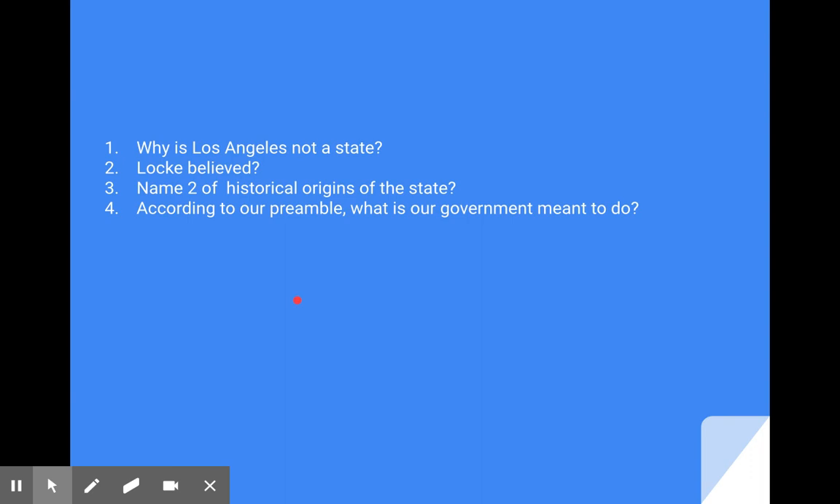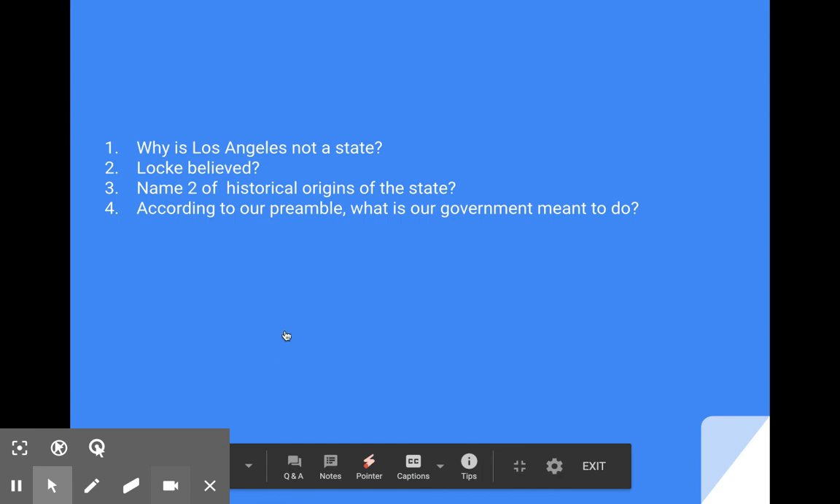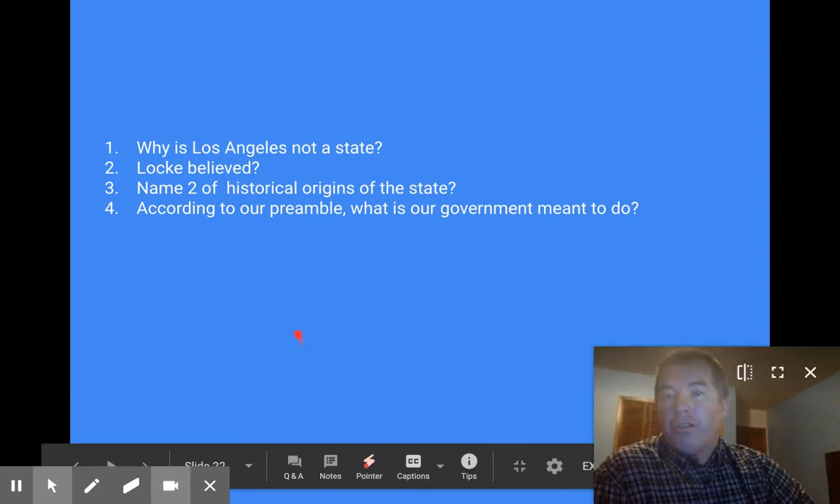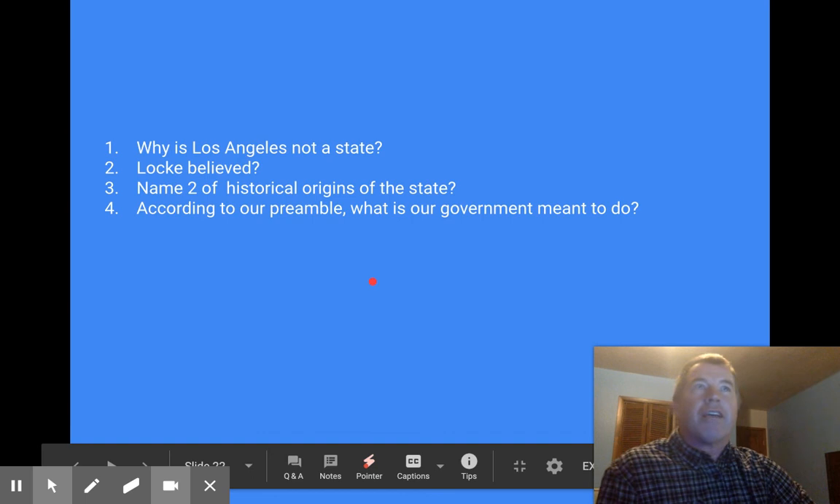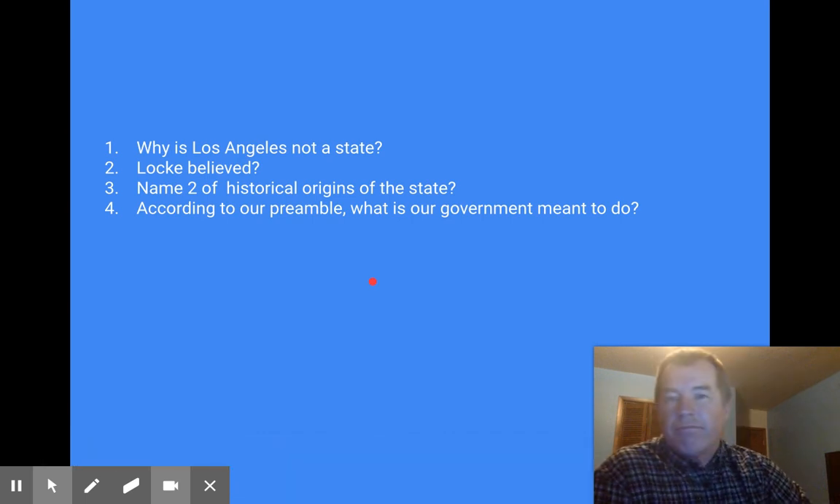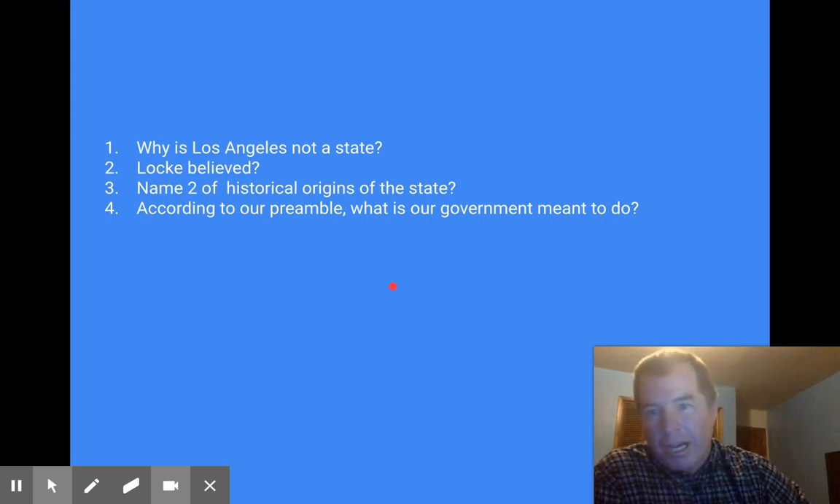Okay, what about, this would be the second partner question. Why is LA not a state? Well, because it's not an ultimate authority. California has power over it, so does the United States. What did John Locke believe? Remember, he believed in our natural rights, and the government's job was to protect those rights. And what about two historical origins of the state? You could have said force theory, evolutionary theory, divine rights, social contract theory.